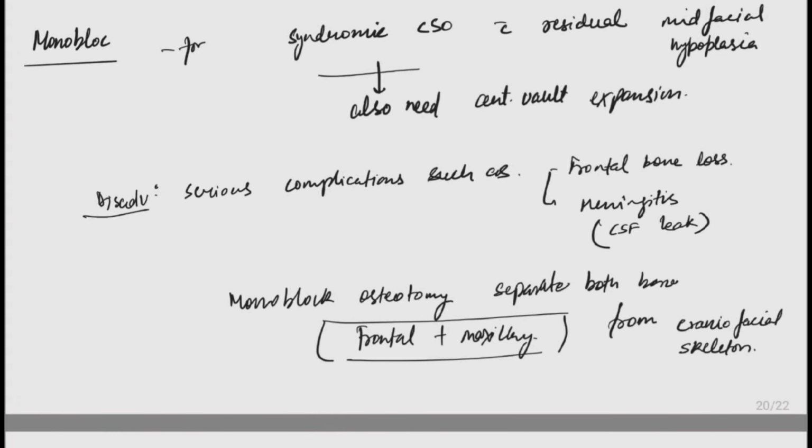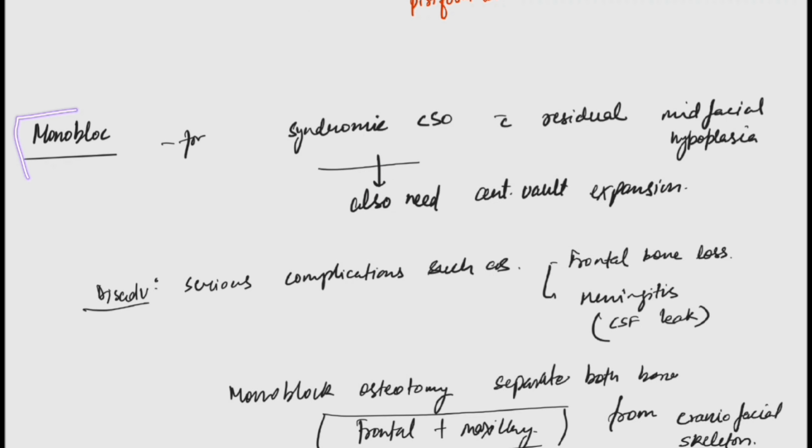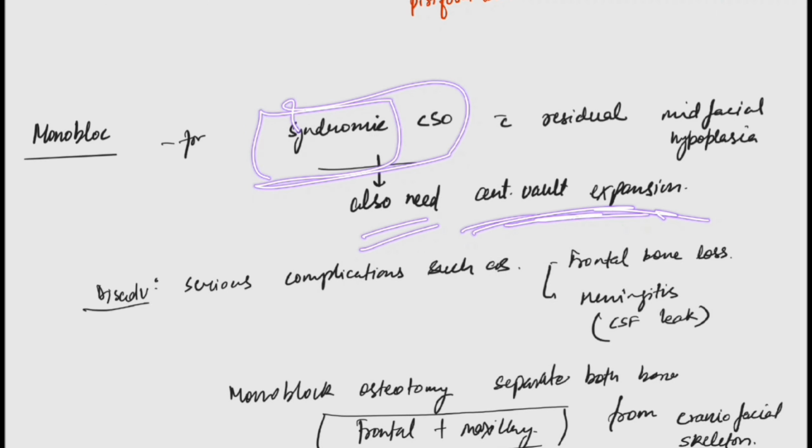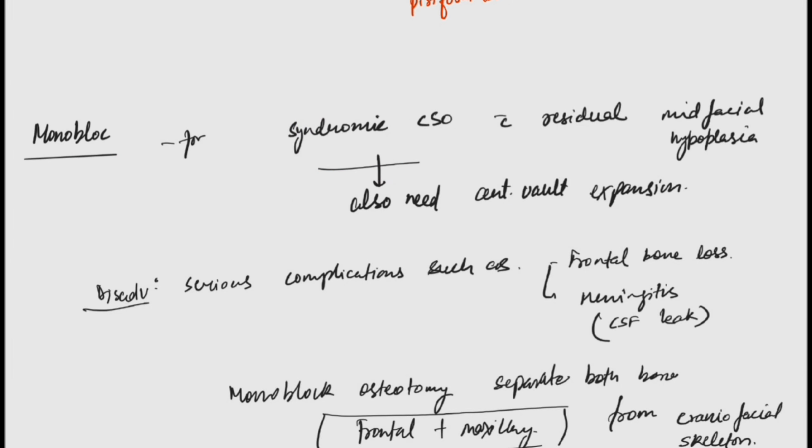Now coming to the monoblock advancement. This monoblock advancement is used for syndromic craniosynostosis with residual midfacial hypoplasia. Here we also need the monoblock advancement used in cases of midfacial hypoplasia along with the craniosynostosis. In craniosynostosis, there is also need of the anterior vault expansion. Therefore, monoblock advancement is helpful.